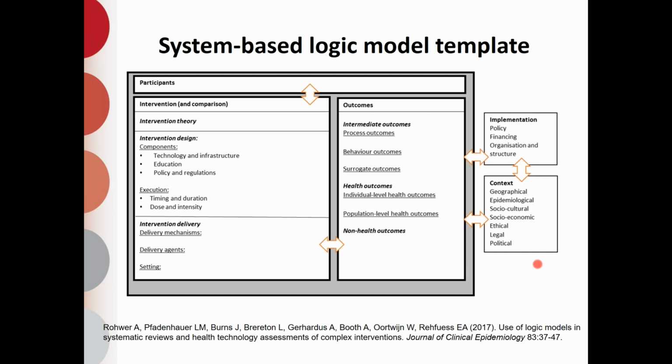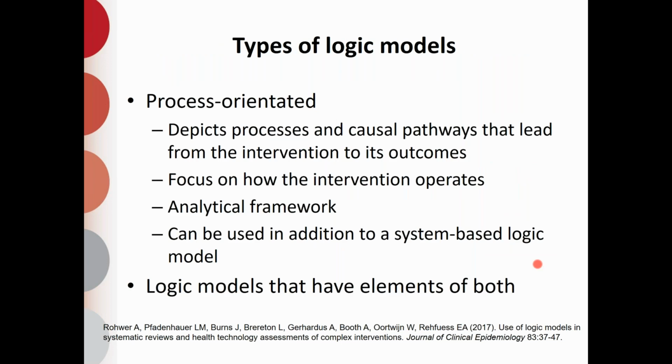I will talk about a few examples in a while, so it might become clearer when I show you the examples. But let's just first think through the process-orientated logic model. In contrast to the system-based logic model, the process-orientated logic model really just looks at the causal pathways that lead from the intervention to its outcomes. So it really focuses on how the intervention operates.